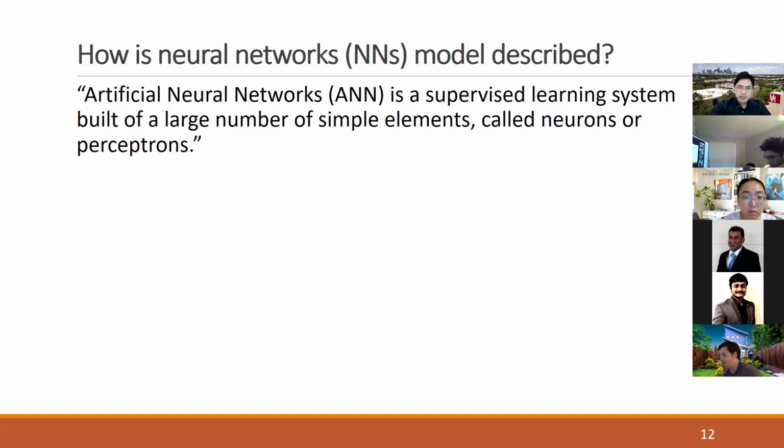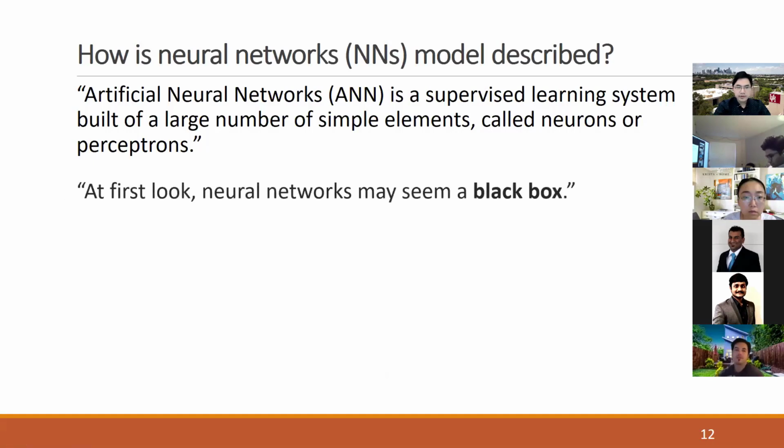So neural networks is a supervised learning system built of a large number of simple elements. These simple elements are the single neurons, which are also called perceptrons. This makes sense, right? And this conforms to what we have learned so far. Let's see. At first look, neural networks may seem like a black box. Yeah, somebody called it a black box, right?